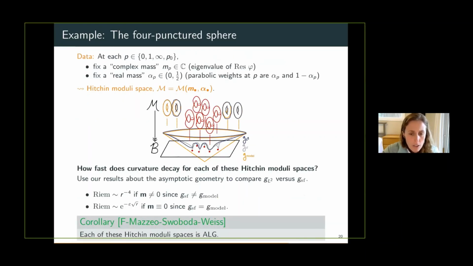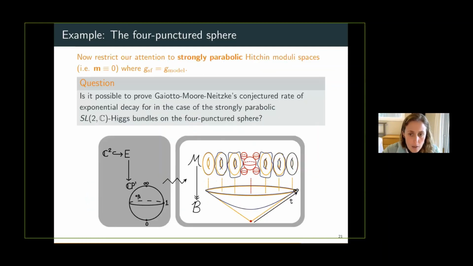So we could prove all of these are ALG, and that we actually have Riemannian curvature decay of r to the -4th if all of these complex masses are non-zero. But if actually they're all 0, we actually do get exponential decay of the Riemannian curvature tensor. So there's some special space. And so with that, we'll turn to these strongly parabolic Hitchin moduli spaces.